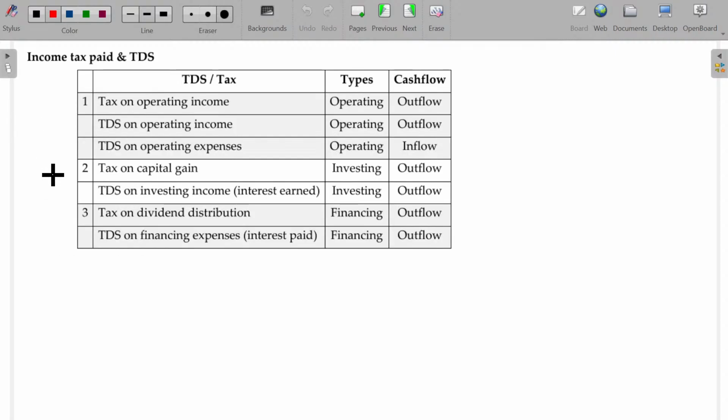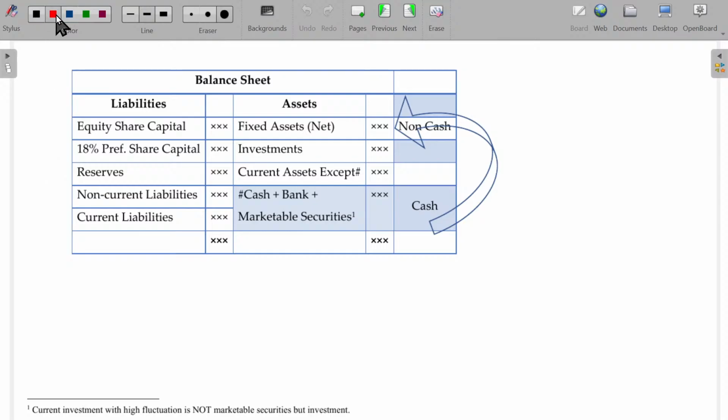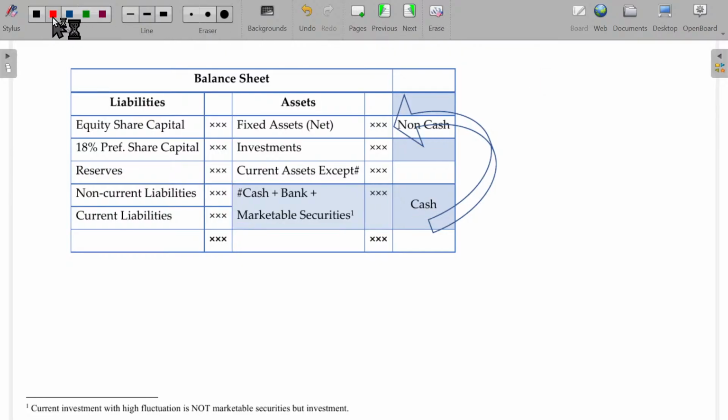See, in your financial statement, in your balance sheet, cash, bank, and marketable securities, this will be called as cash. Other than that, others will be called as non-cash. If anything is converted from non-cash to cash or cash to non-cash, then that's a flow and you present that in a cash flow statement format. Clear? Hope you will be now able to understand easily.